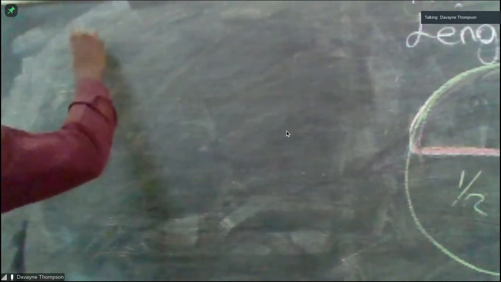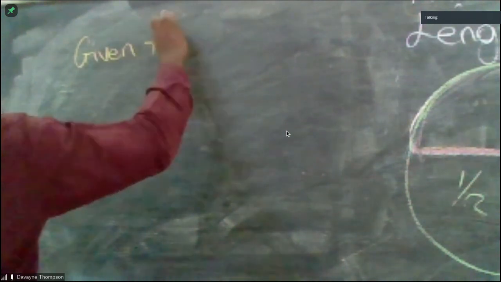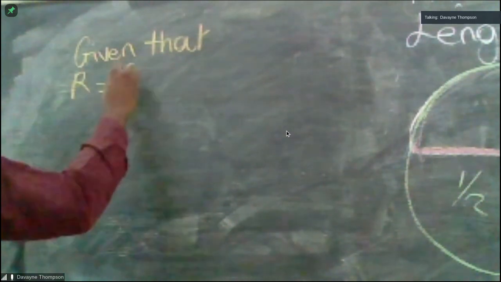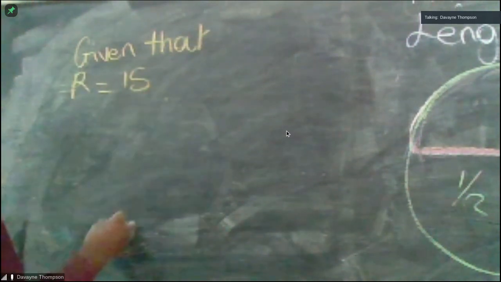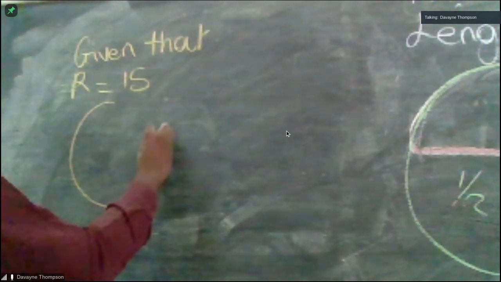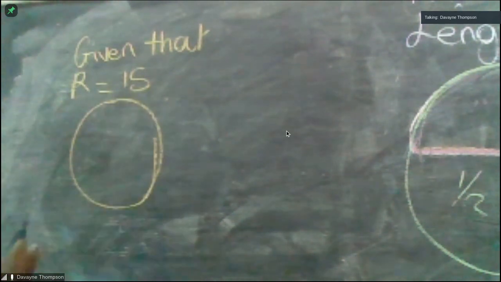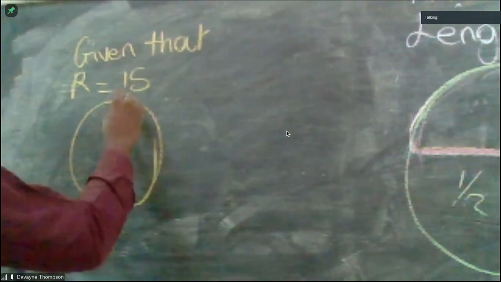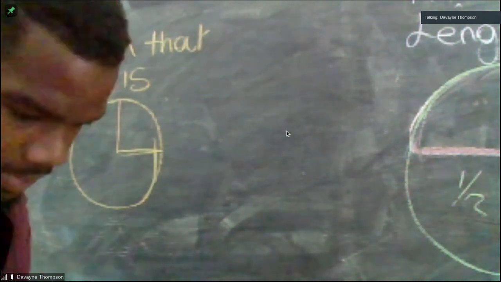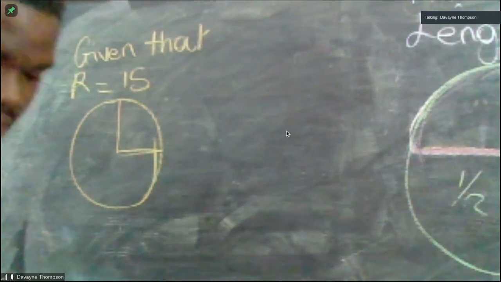Given that R is equal to 15, and you have this circle, find the area of the sector.